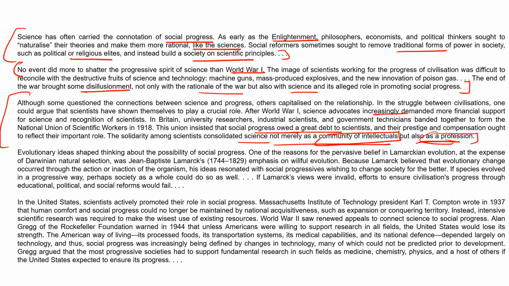Evolutionary ideas shaped thinking about possibility of social progress. One of the reasons for the pervasive belief in Lamarckian evolution at the expense of Darwinian natural selection was Jean-Baptiste Lamarck's emphasis on willful evolution. Because Lamarck believed that evolutionary change occurred through the action or inaction of the organisms, his ideas resonated with social progressives wishing to change society for the better. Now, here, let's understand what is the relevance of this guy Lamarck.